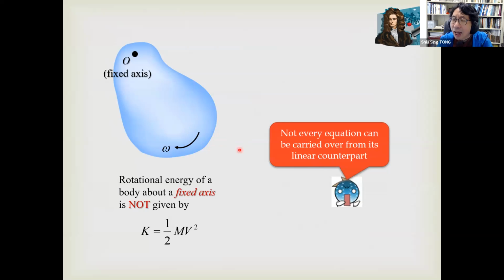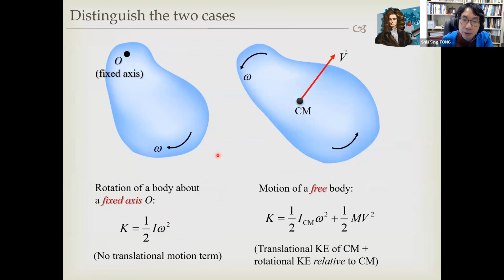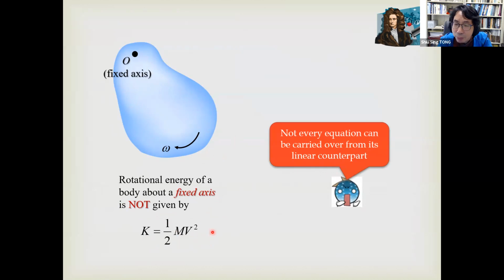Now there's a temptation. Somebody in the examination writes the kinetic energy for a body rotating about a fixed axis in this form, half mv squared, where v is the center of mass velocity. But this is wrong. This equation cannot be carried over to this situation. When you are talking about rotation about a fixed axis, you always have to use half I omega squared. You cannot take the center of mass position and measure its velocity and say that the kinetic energy is half mv squared. That is a mistake. Okay, so that will not work.